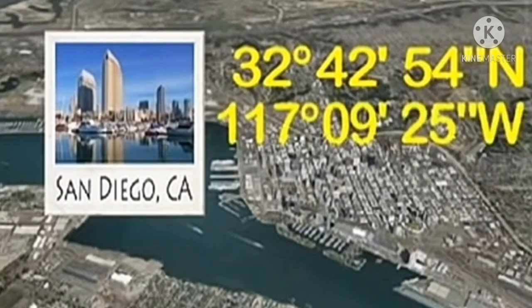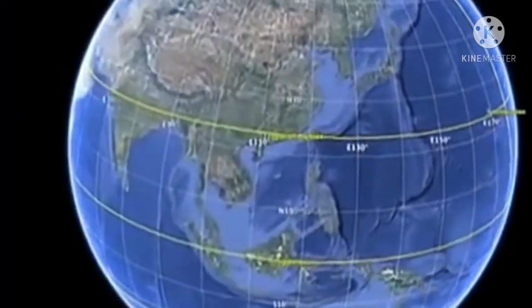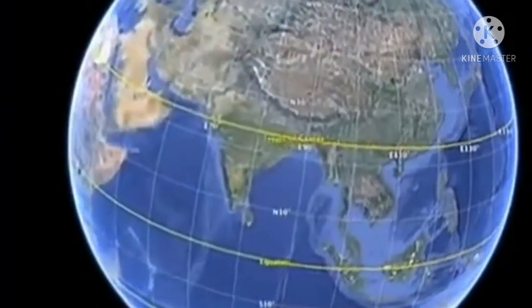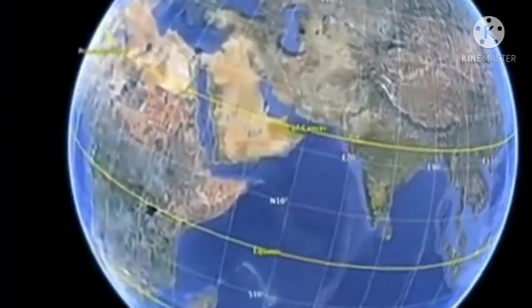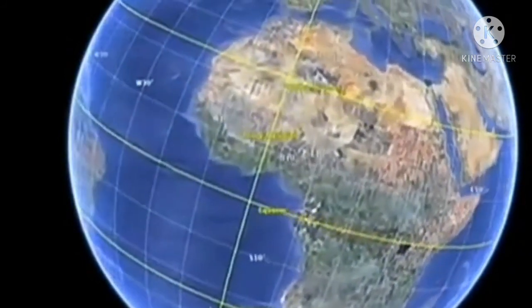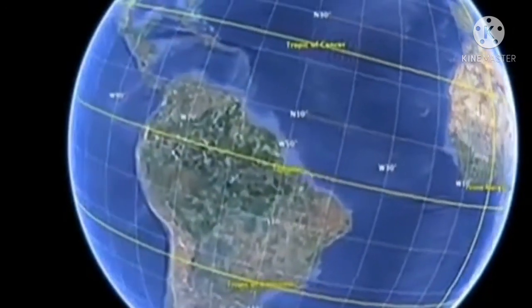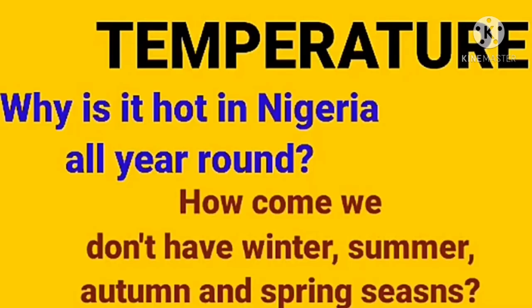So you can identify places, for example, 32 degrees, 42 minutes, and 54 seconds north of the equator. Then you can say 117 degrees of longitude. Now you can see the earth still spinning and rotating on its axis. All this causes seasons on the earth.